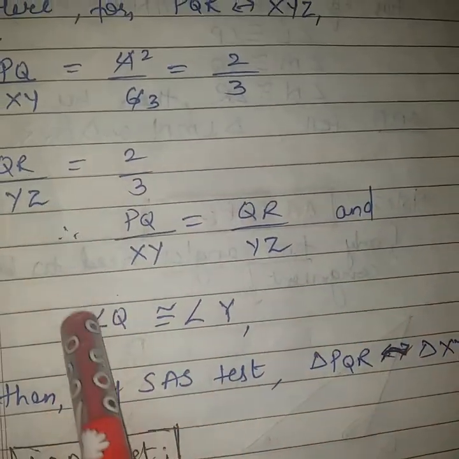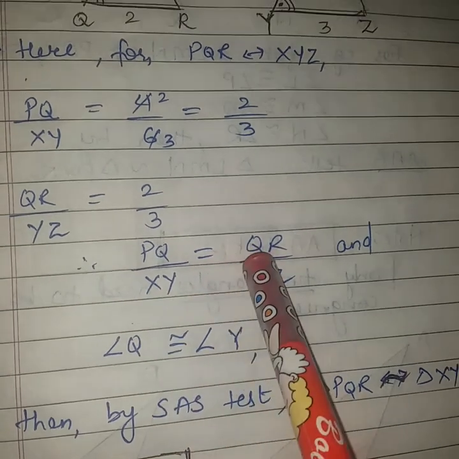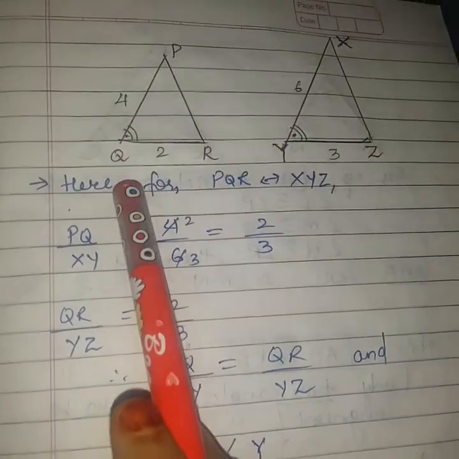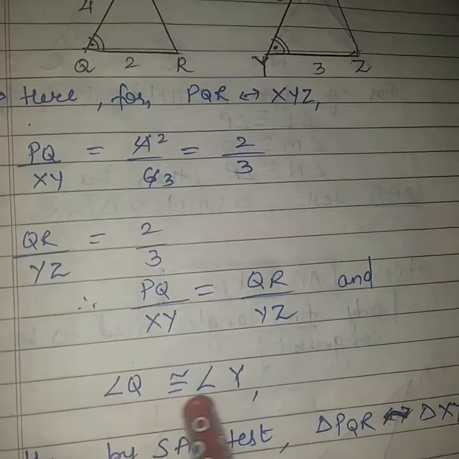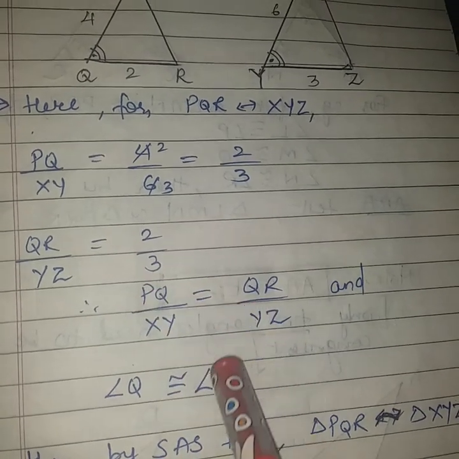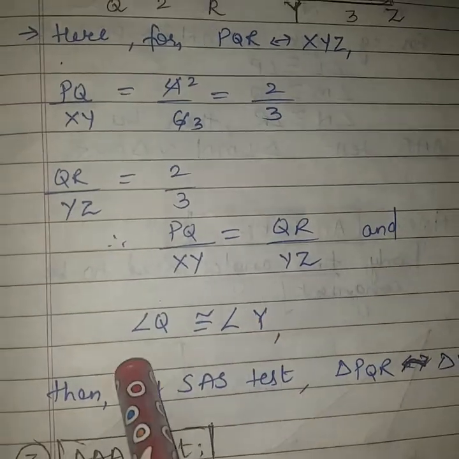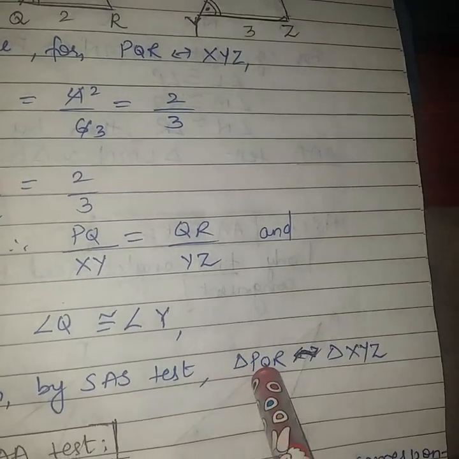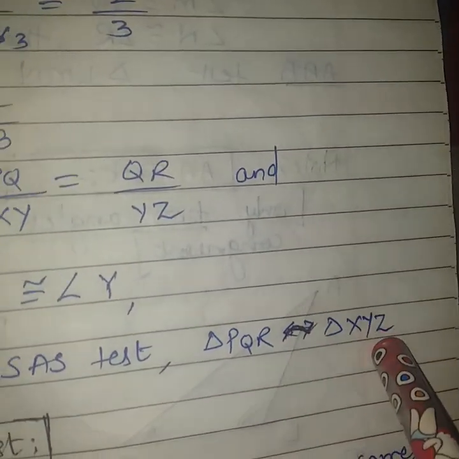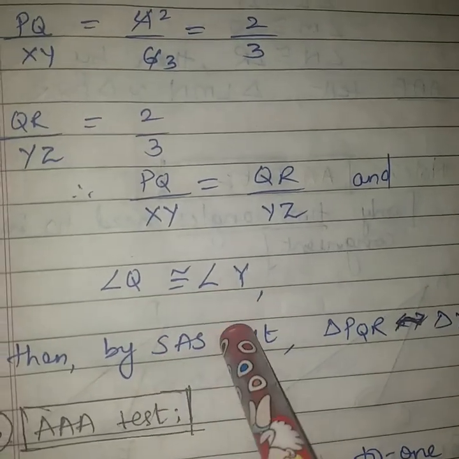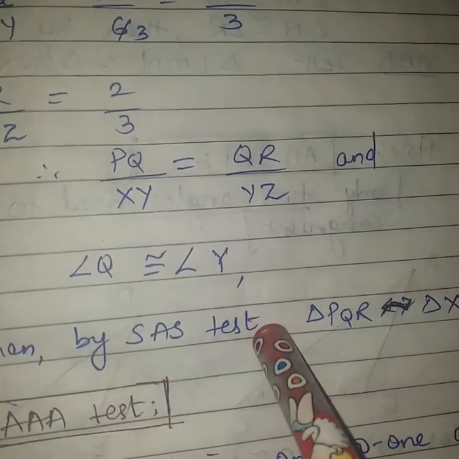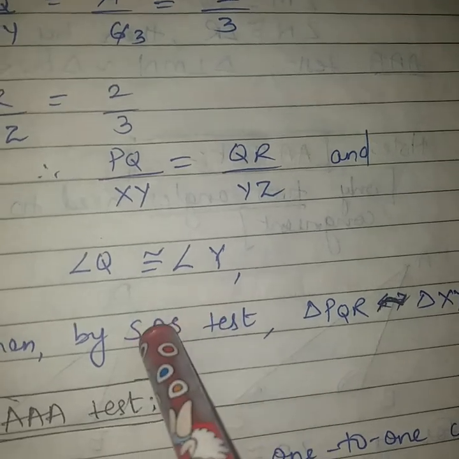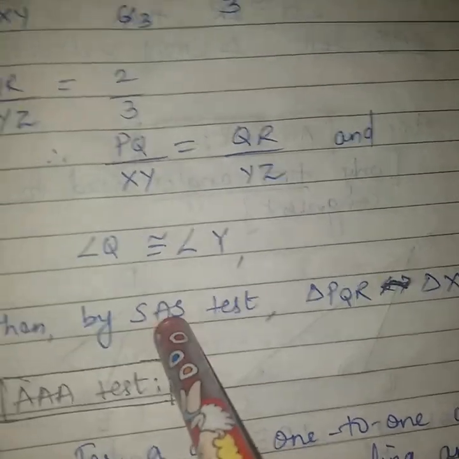So finally we have the conditions PQ upon XY is equal to QR upon YZ and angle Q is congruent to angle Y. That means the included angle between the two sides is also congruent. Therefore, by the SAS test for similarity, triangle PQR is similar to triangle XYZ. So finally, in short, the SAS test: two sides at the extremes and the included angle between the two sides.